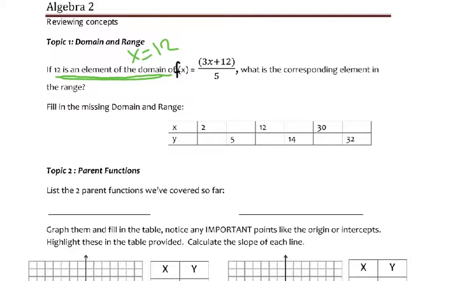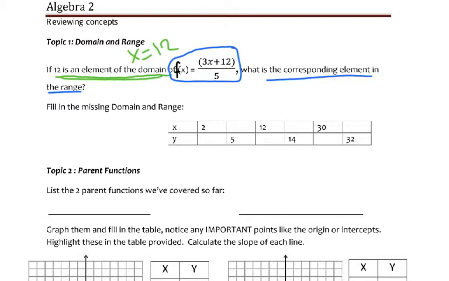If 12 is an element of the domain of f of x, 3x plus 12 all over 5, what is the corresponding element in the range? So what is this corresponding element in the range? That's basically asking, if x is 12, what is y? So one way we could do that is by plugging the function into the calculator and looking at the table.